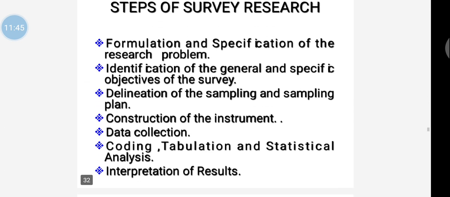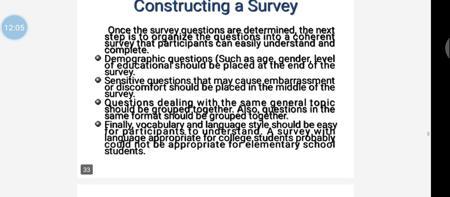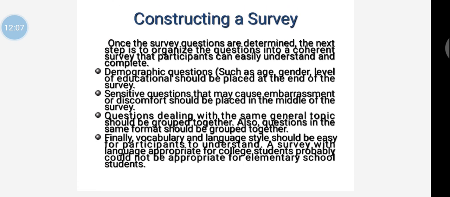Then, steps of survey research. Formulation and specification of the research problem, identification of the general and specific objectives of the survey, delineation of the sampling and sampling plan, construction of the instrument, data collection, coding, tabulation, and statistical analysis, then interpretation of results. Next, constructing a survey.